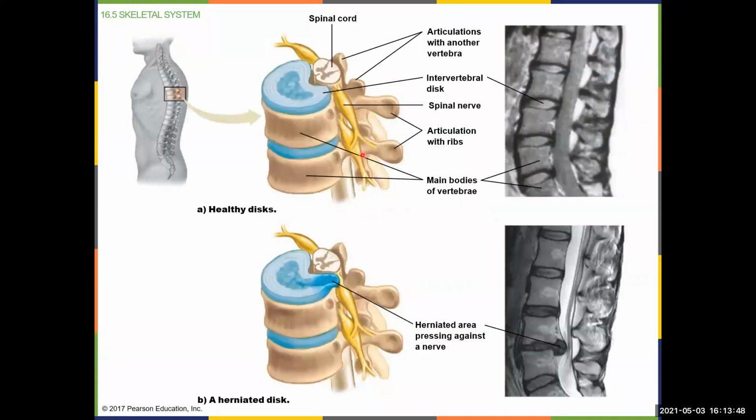Now, this figure shows a healthy disc between 2 vertebrae and an image of those healthy discs. And this shows a herniated disc. So a disc that's basically been damaged and bulged out, and it's actually pressing against the nerve. And you can see that disc pushing against that nerve there, that's running through basically this white space here. And so that's probably causing a lot of pain in that individual.